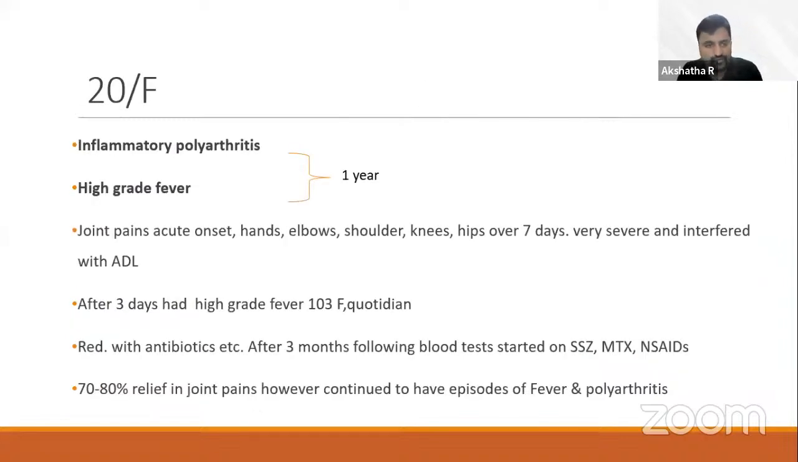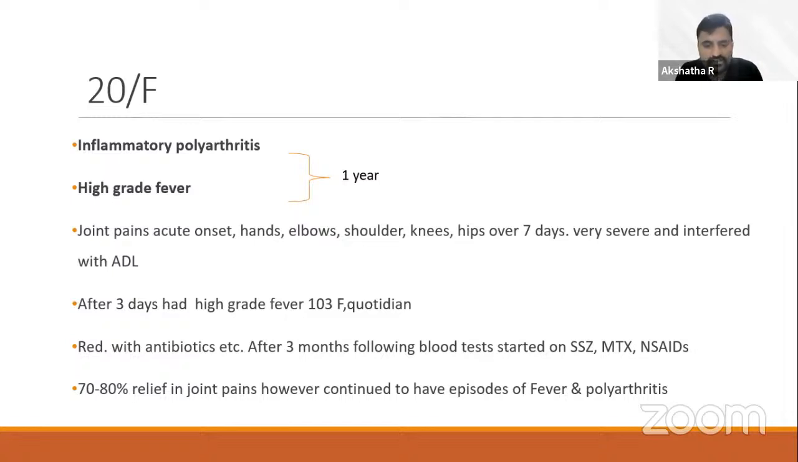So coming to our fourth case, this patient was a 20-year-old female with a 1 year history of inflammatory arthritis with high-grade fever. She had acute onset joint pains involving both the small and large joints, which evolved over a period of 7 days. They were very severe and interfered with daily activities. And she also had high grade fever up to 103 degrees, and it was partially reduced with antibiotics.